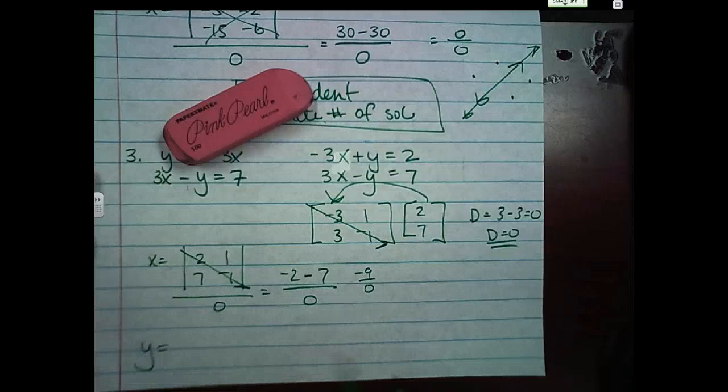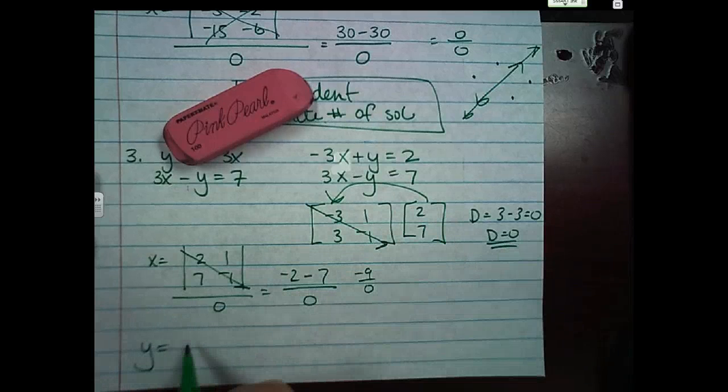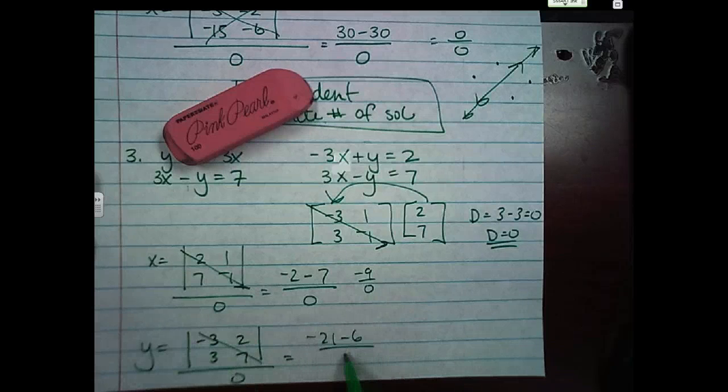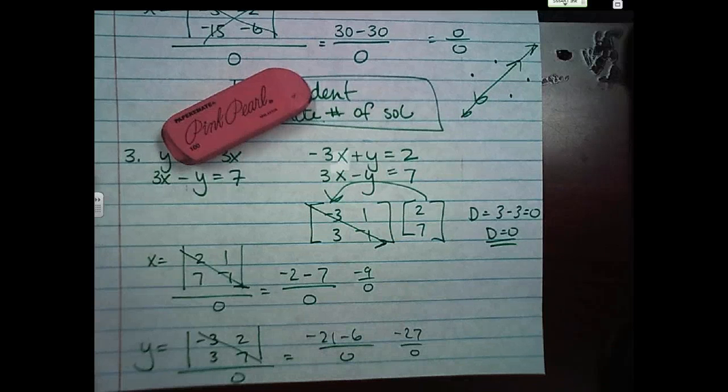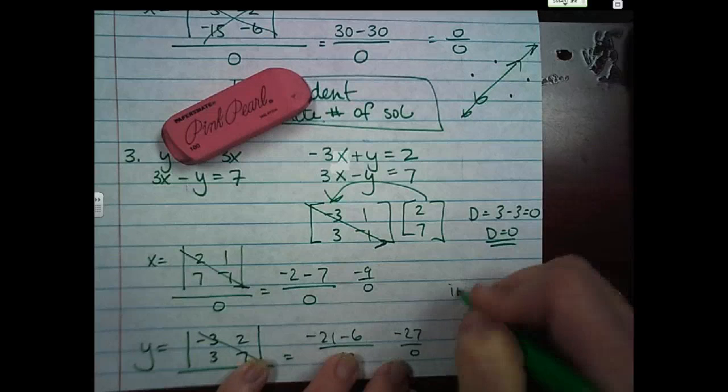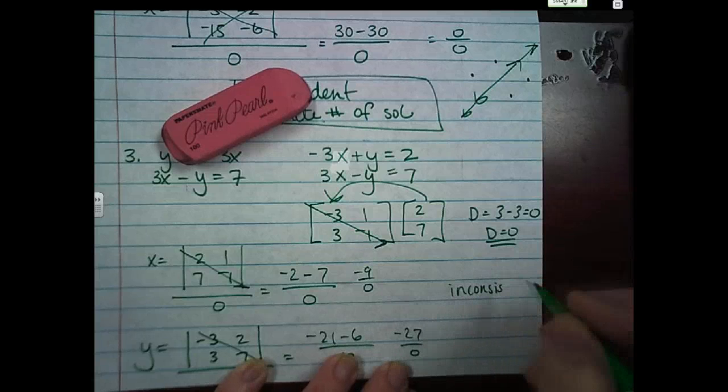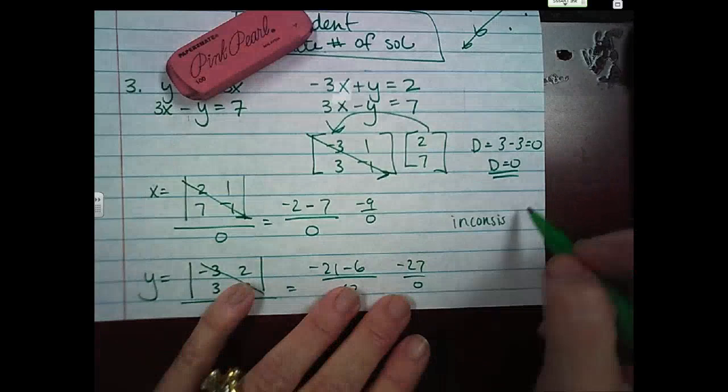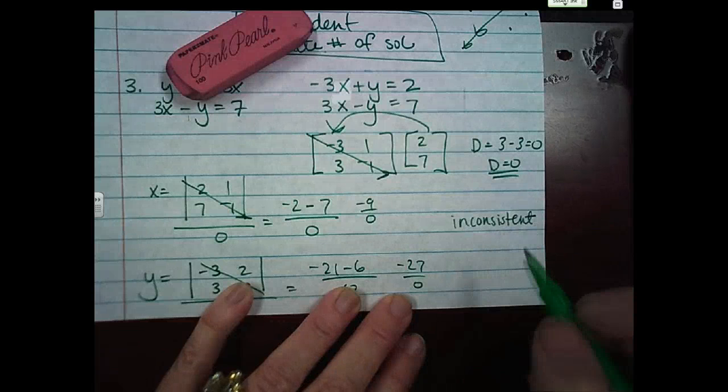So here's y. So put the answer column in for y. So -21 minus 6 over 0. Again, -27 over 0 doesn't work. So it's inconsistent, and no solution.